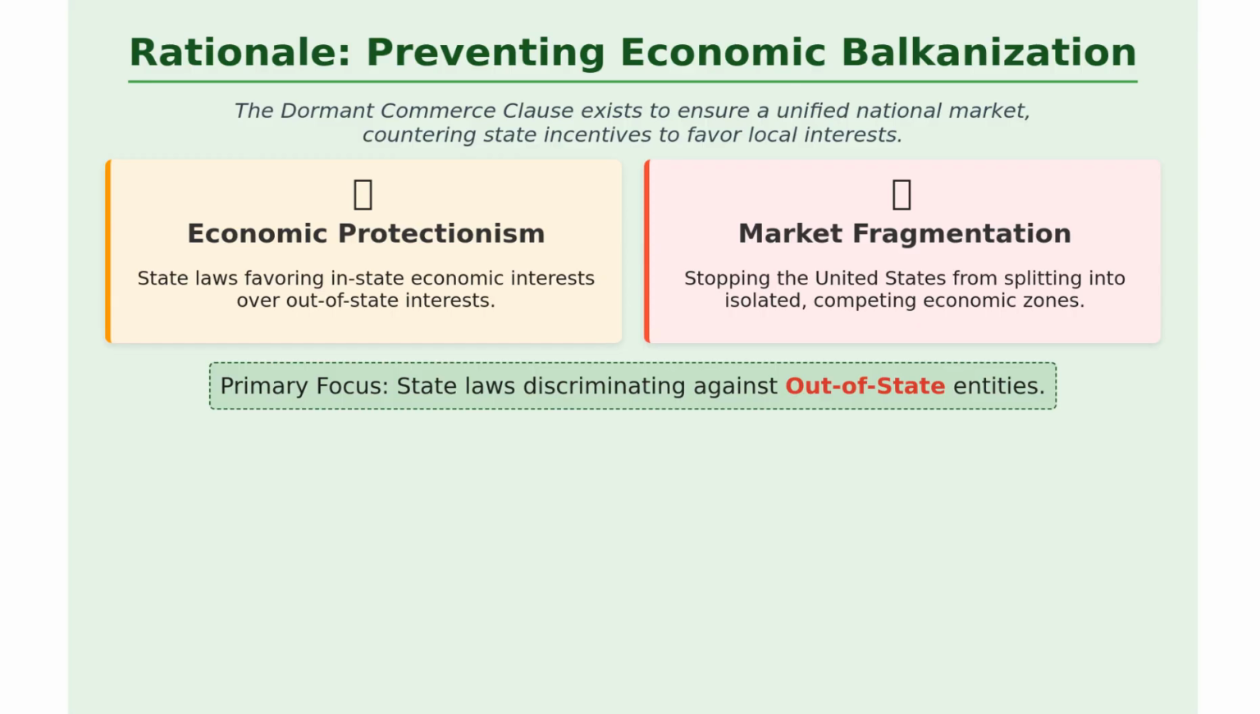If every state erected trade barriers, the result would be economic balkanization, the United States fracturing into numerous isolated, competing economic zones. This directly undermines the constitutional goal of creating a unified national market, which is the positive corollary to Congress's affirmative power to regulate commerce among the states. Therefore, the Dormant Commerce Clause acts as a constitutional shield ensuring free trade flows across state lines.